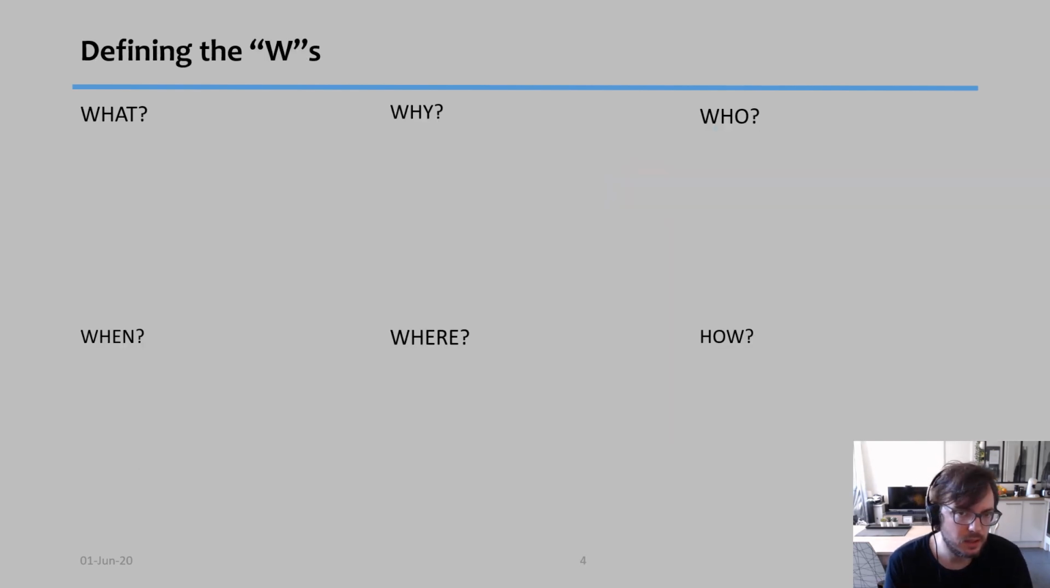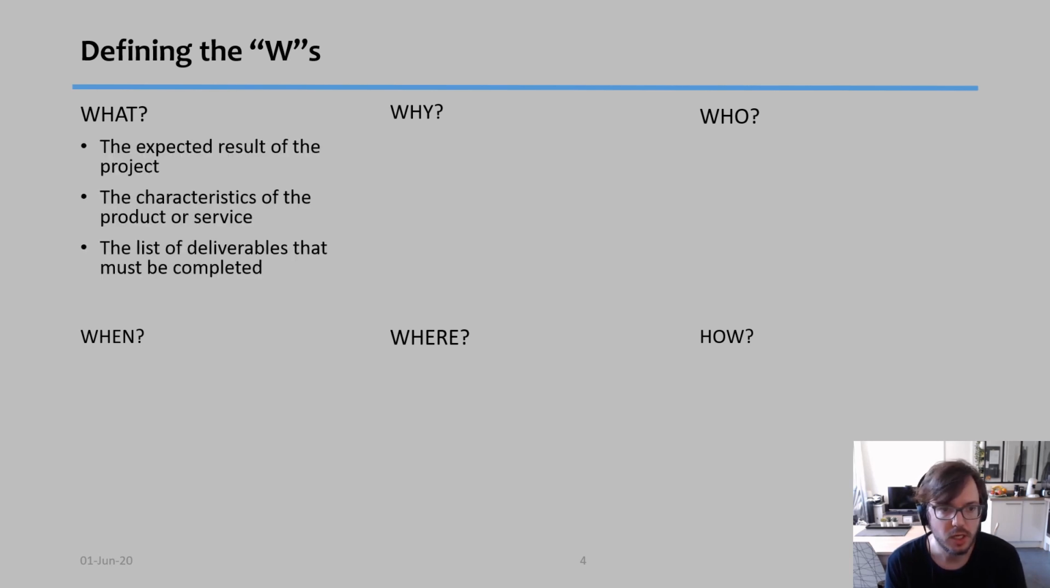Now, obviously, each one of these 6 Ws could be broken down into a variety of information. For example, when you ask about the what of the project, what is it to be accomplished, you can define this as the expected result of the project, the characteristics of the product or the service you're creating, and the list of deliverables that must be completed. So even though it's a simple question, there's a lot of information that you can get out of that, actually, I would say more, that you must get out of that question.